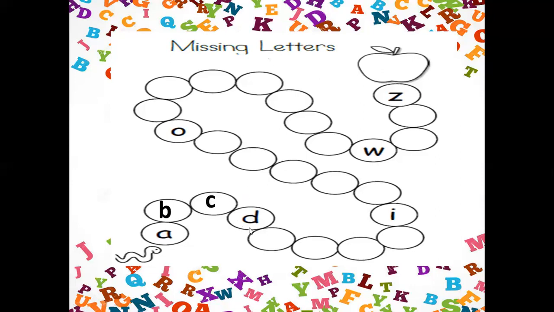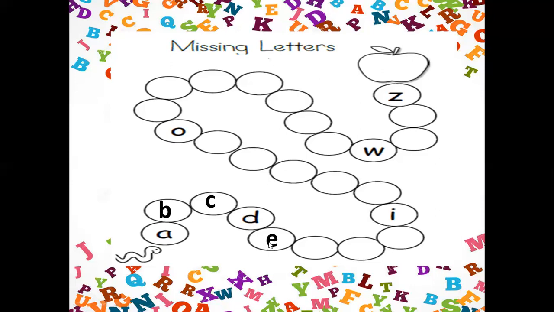Now again, we have missing letters after d. How many letters are missing? 1, 2, 3, 4. We have 4 missing letters, and now you have to fill them. What is the next letter after d? Let's check. It is e. Watch it carefully and keep it in your mind. This is the lowercase letter e. It is totally different from the uppercase letter E. So the letter after d is e.